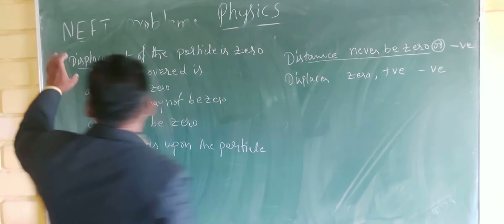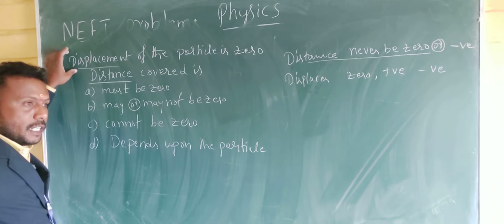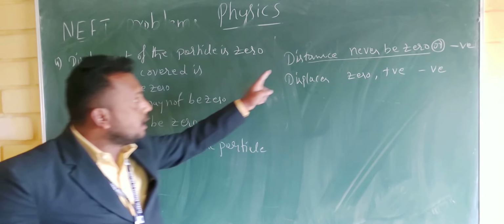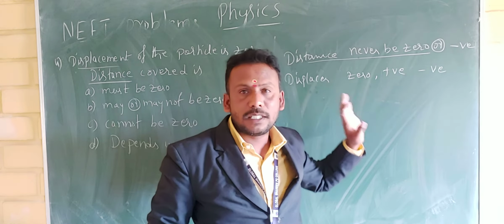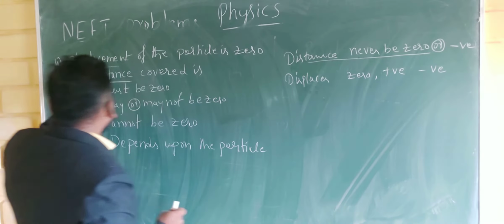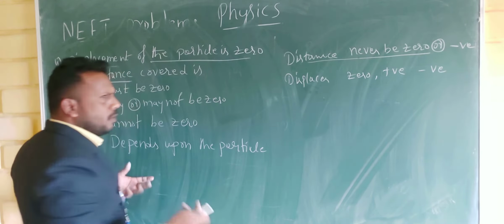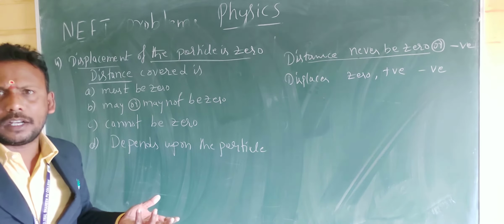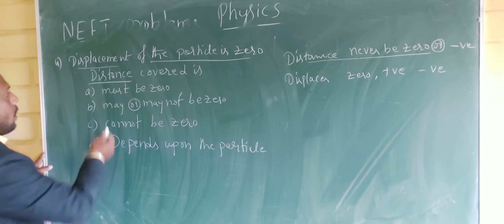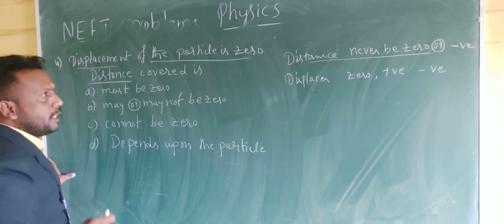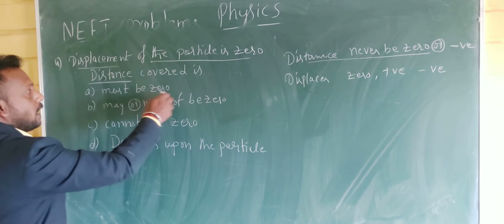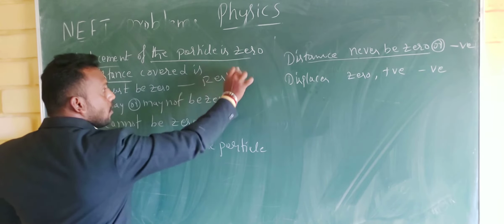If the particle is at rest, distance may be 0, and displacement is also 0. Here, the displacement is 0. We don't know whether the particle is in motion or at rest. Therefore, when will the distance must be 0? When the particle is at rest.